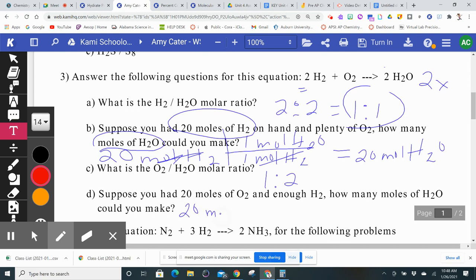So let's set that up. 20 moles of O2. What's going to go on the bottom? Moles of O2. What's going to go on the top? Moles of H2O, because that's what I'm looking for. It said how many moles of water. What's my ratio? What number is going to go in front of the moles of O2? It'll be 1 to 2. For every 1 mole of oxygen, according to my equation up here, I have 2 moles of water. So, how many moles of water can I make? 40.